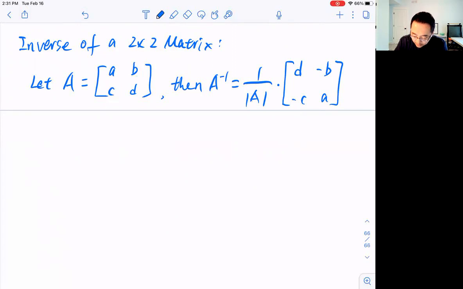And then it's multiplied by 1 divided by the determinant. Now here, realize that this is a constant multiplied by a matrix. This is a matrix, so that means this constant needs to be multiplied to every single term.